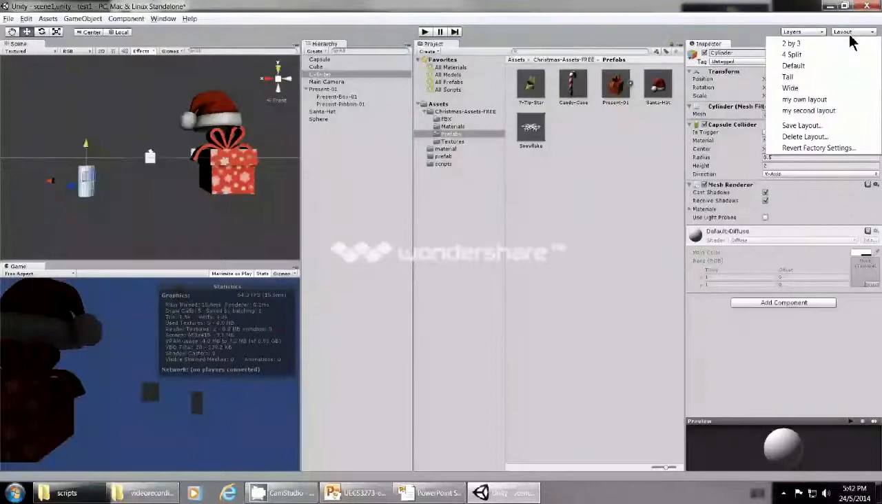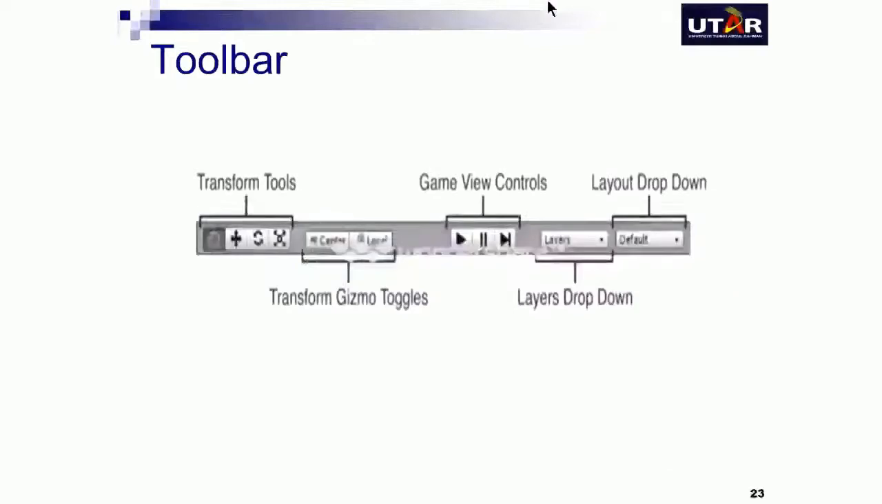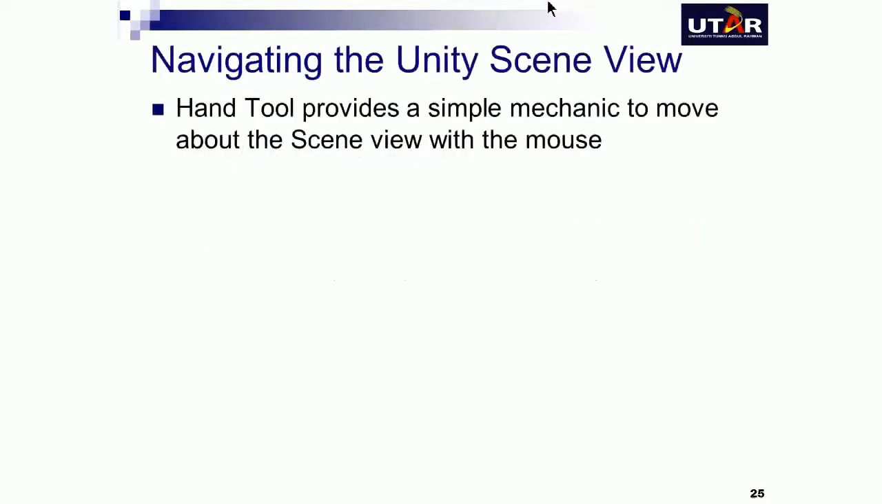And then the layout, I think we saw in the earlier part of this lab session, you have many different possible layouts to lay out the different main views of the Unity interface. Okay, so that's it. Now let's look at the next important aspect here, which is navigating the Unity scene view. To navigate the Unity scene view, we have the hand tool, which allows us to move around the scene view with a mouse. I've already done this to some extent earlier, so let's see this in more detail.